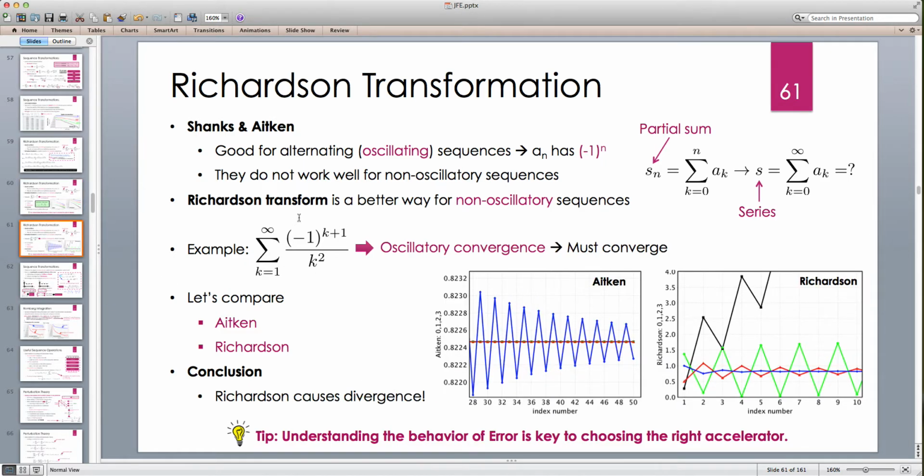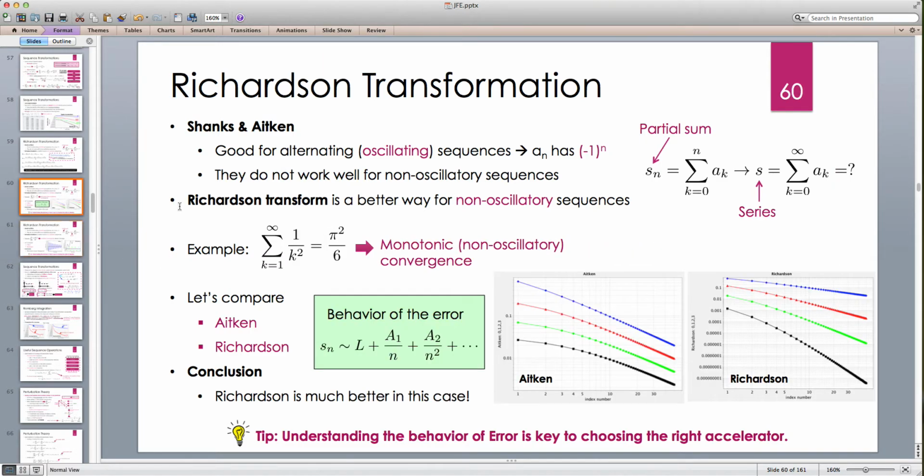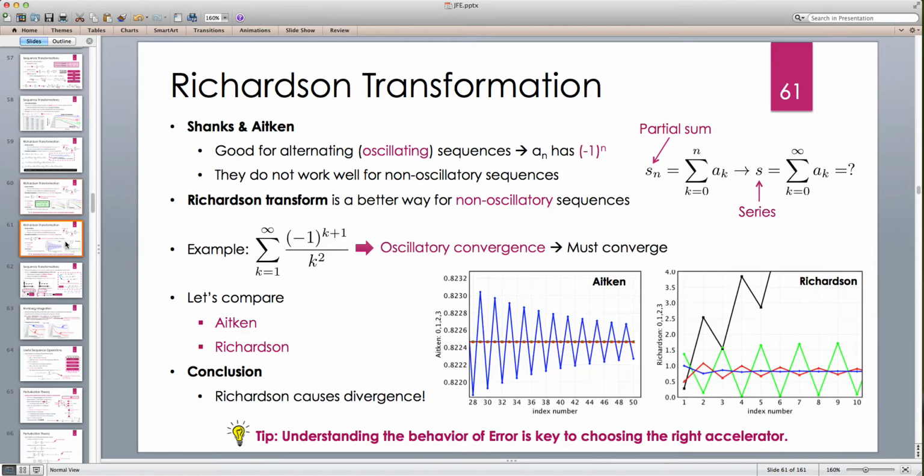And then another example to signify the behavior or the use of Shanks and Aitken versus Richardson is when we take this exact same sequence, which is 1 over k squared, and we're summing over that. And we apply an oscillatory term, (-1)^(k+1) over k squared. So this is 1 minus 1 over 2 squared plus 1 over 3 squared, etc. And once we apply Richardson, we see that not only does Richardson not help the convergence, but in fact it causes the series to diverge. So if we apply Richardson, the result is a divergence.